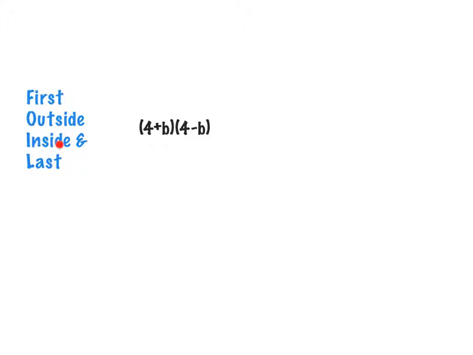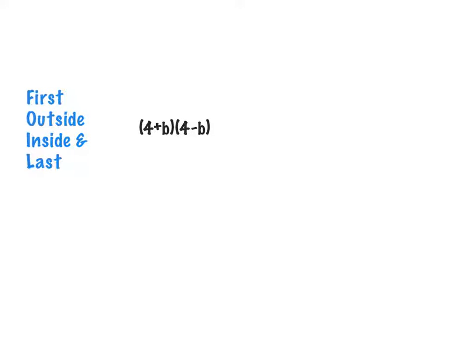Next, we look at the inside. So the inside parts of this puzzle is the B on the first portion of the puzzle and the 4 on the second part of the puzzle. And remember, again, just as before, this B has a plus sign right in front of it, which is going to be very important to our solving this puzzle.